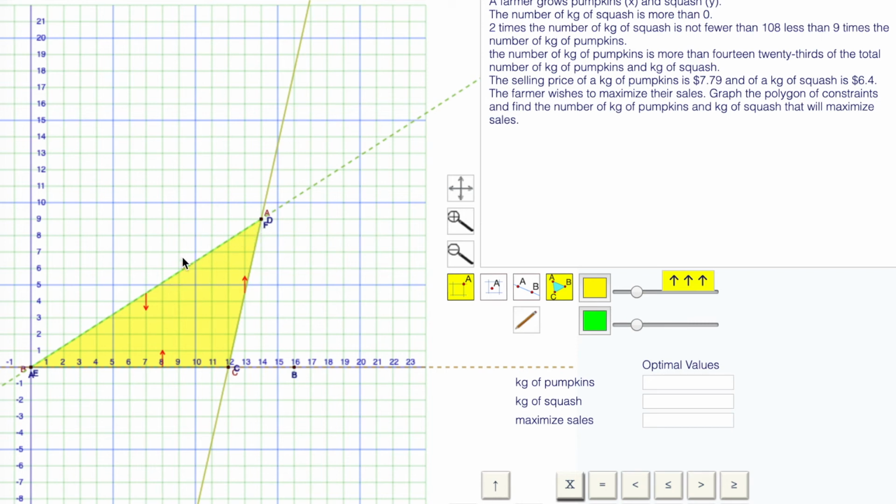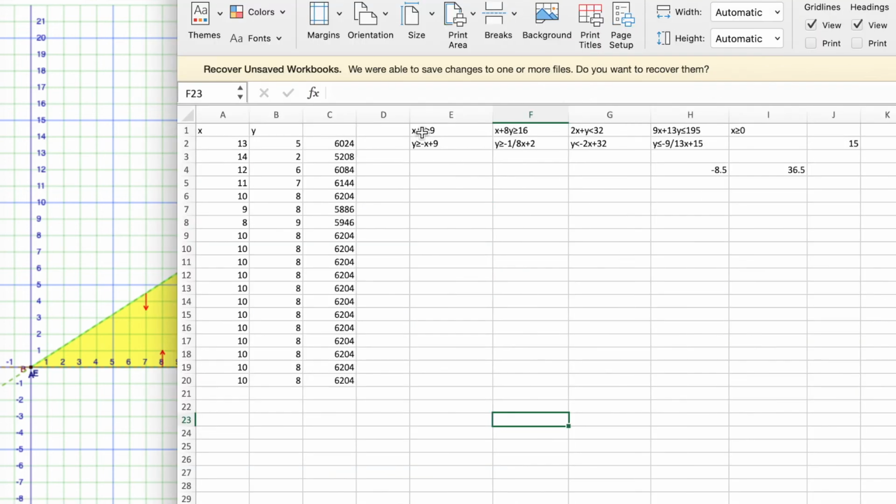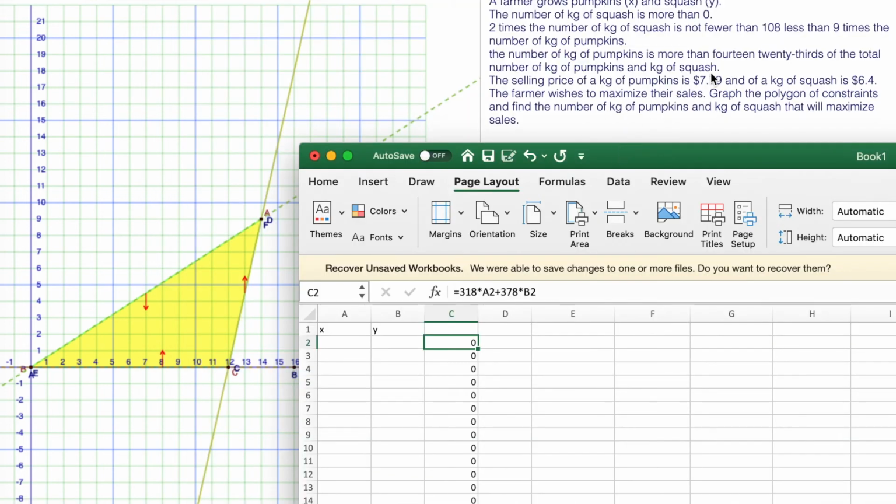We can plug in a whole bunch of values and see which ones work. We could also use our scanning line to go into a spreadsheet. A lot easier to work with a spreadsheet. Here is a spreadsheet. Our equation is 7.79 times the x value plus 6.40 times the y value, like that. The x is 13 and the y is 8. So 13, 8. That gives us $152.47.